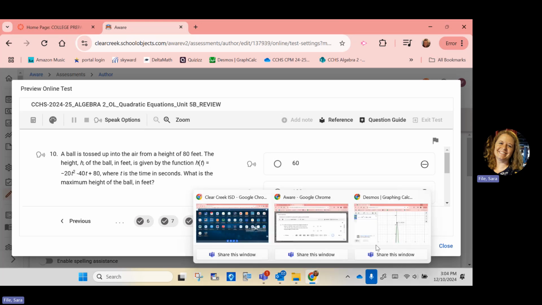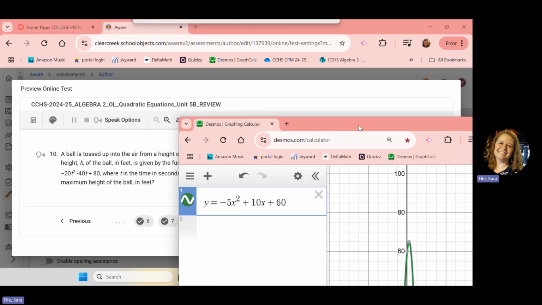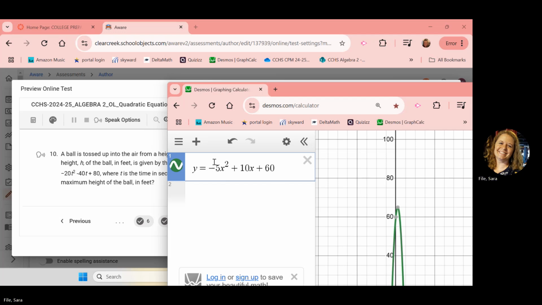Okay, so we're going to go and type this equation in. So this time it's -20x squared minus 40x plus 80.